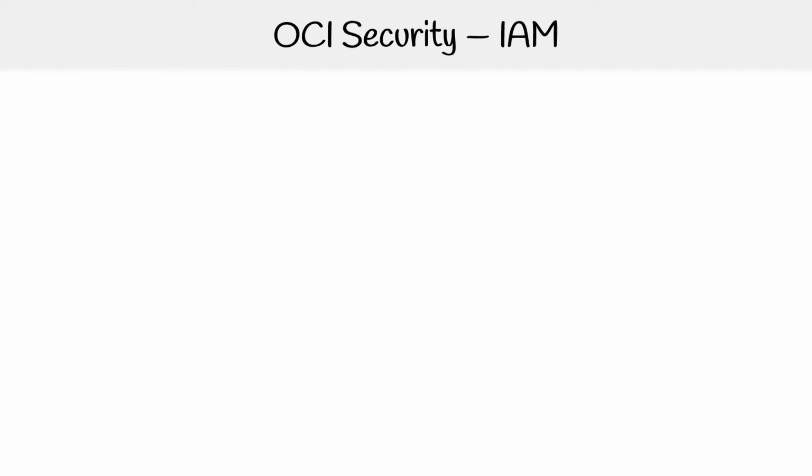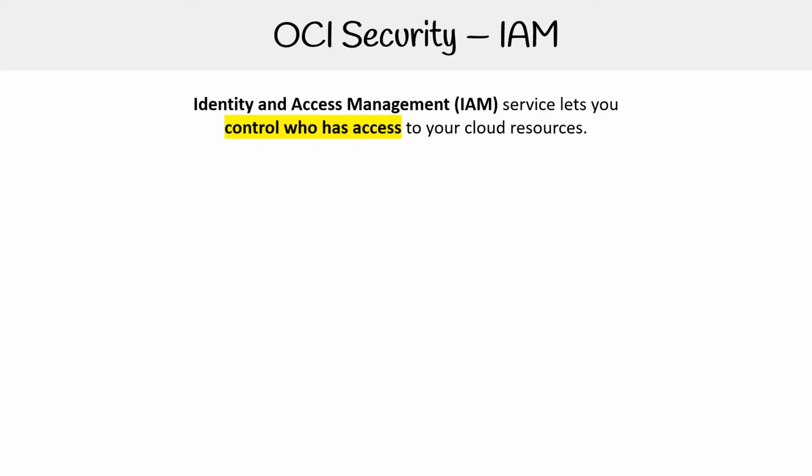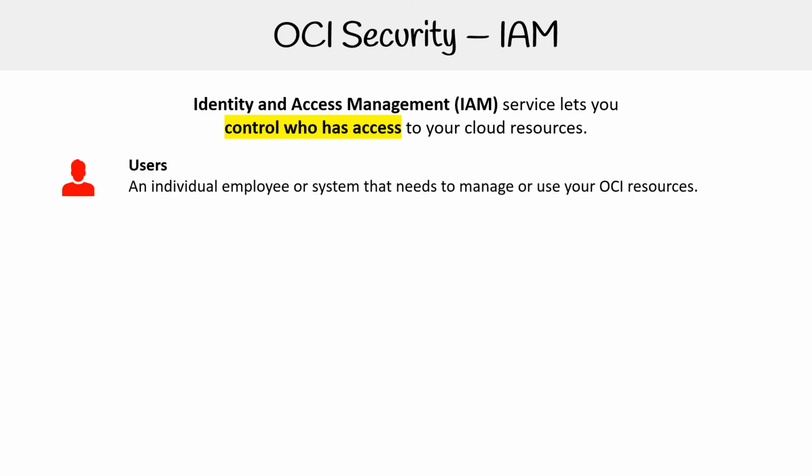So now let's talk about IAM. IAM stands for Identity and Access Management, and it's a service that lets you control who has access to your cloud resources. And so there are some components of IAM that we need to know. The first one are users.